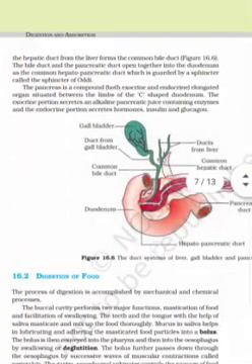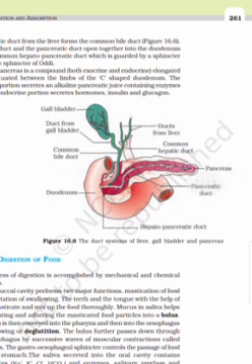Then it moved to the gallbladder. And here the pancreas is also present, which is both an exocrine and endocrine gland. The exocrine part secretes alkaline pancreatic juice, which also contains enzymes, while the endocrine part secretes the hormones insulin and glucagon.